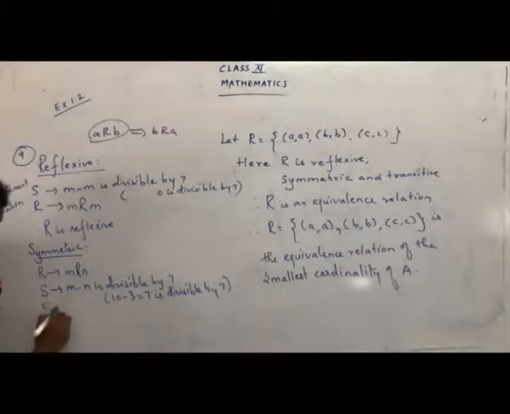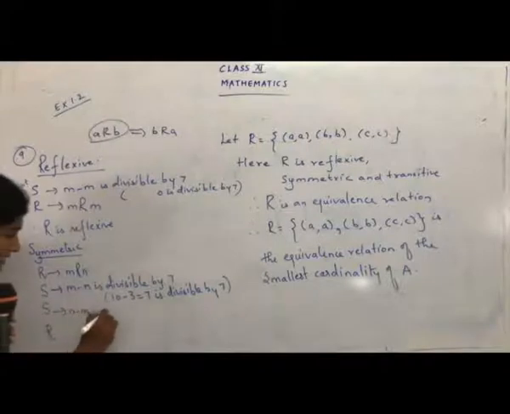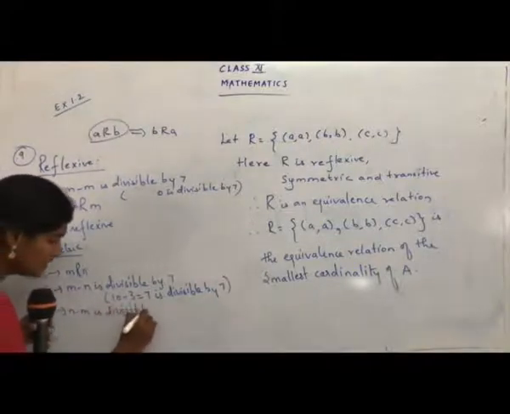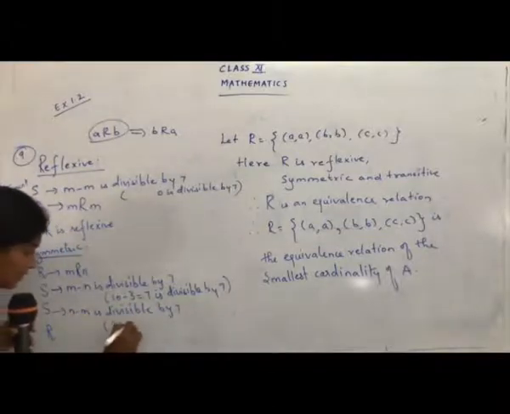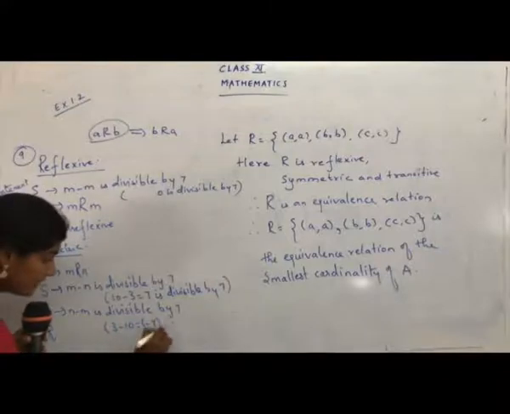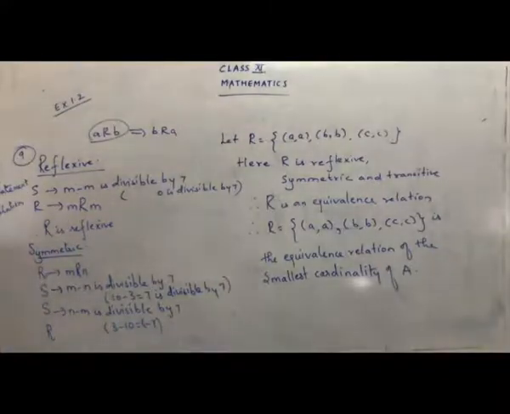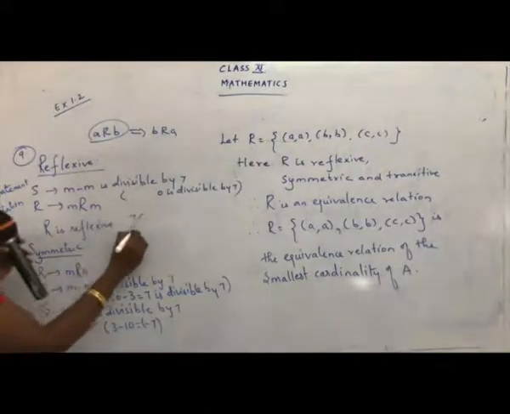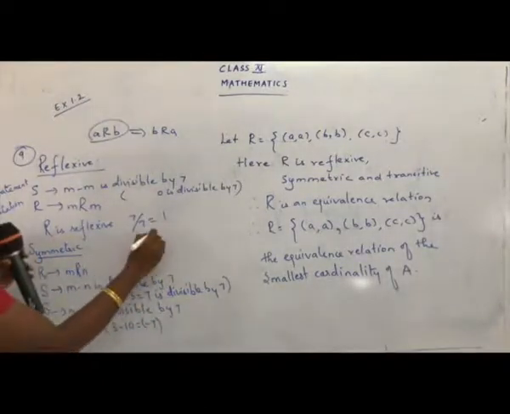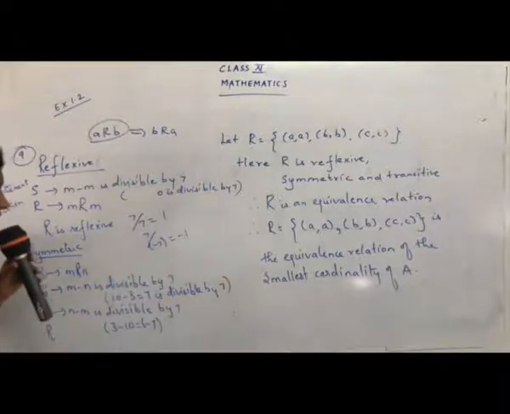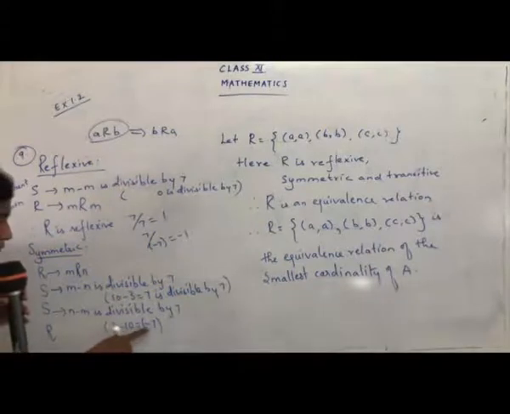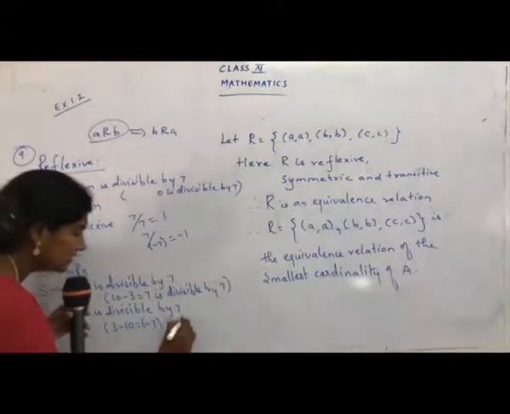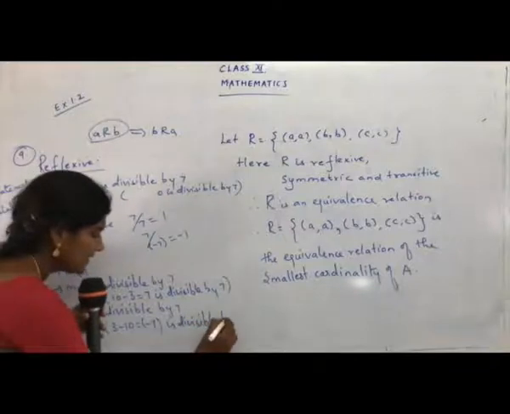N minus M is a statement. Be careful, children: N minus M is divisible by 7. Let's check this. N minus M, that is 3 minus 10. What is 3 minus 10? Minus 7. Yes, minus 7 is divisible by 7. 7 divided by 7 gives the answer 1, and minus 7 divided by 7 gives the answer minus 1. So we say 3 minus 10, which is equal to minus 7, is divisible by 7.